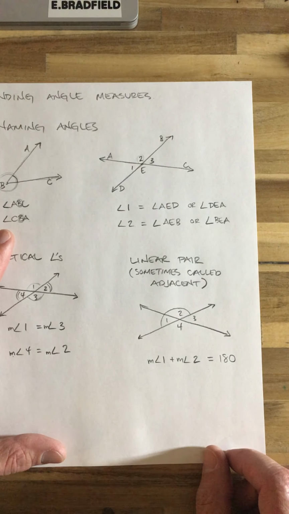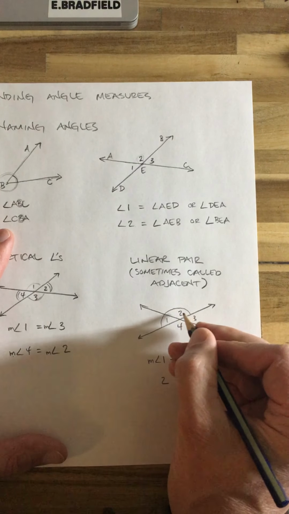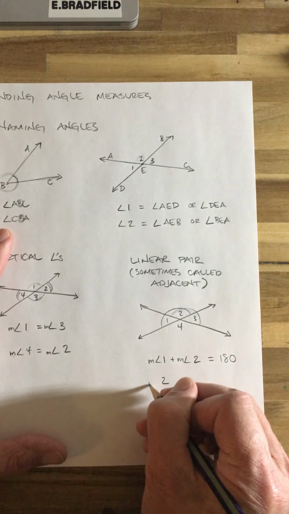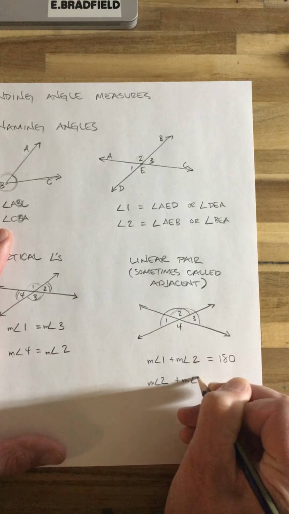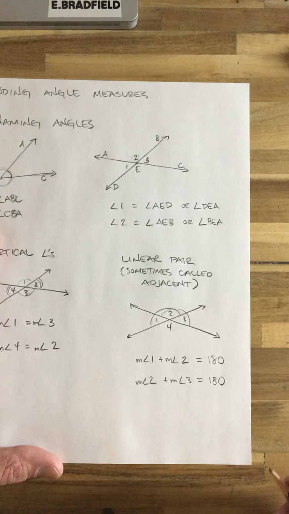Can you see another linear pair? How about angle 2 and angle 3? Don't they make a linear pair? So the measure of angle 2 plus the measure of angle 3 also adds up to 180. Those are a linear pair.